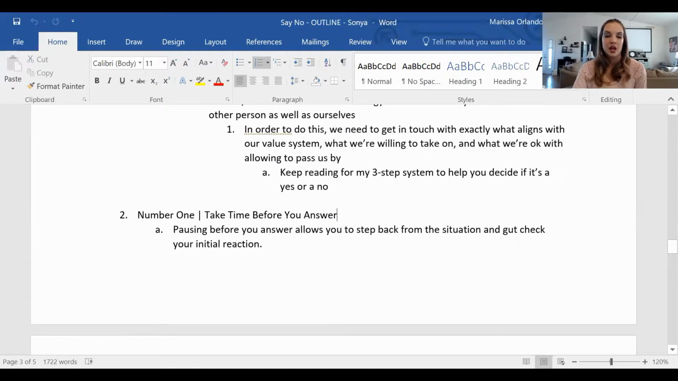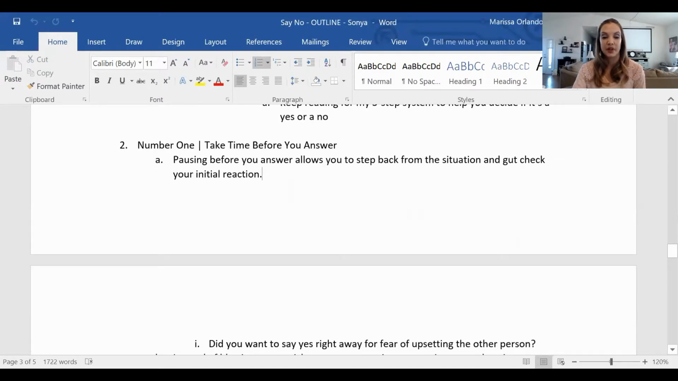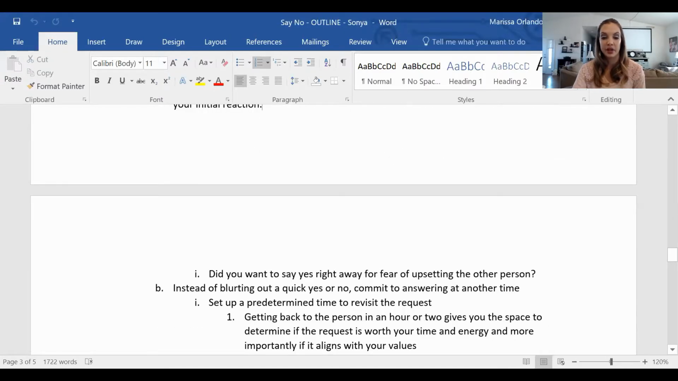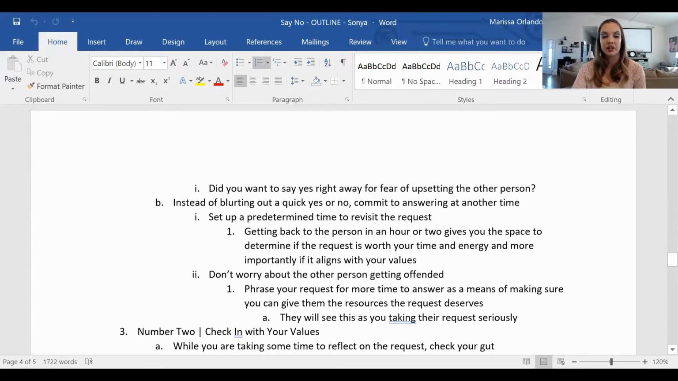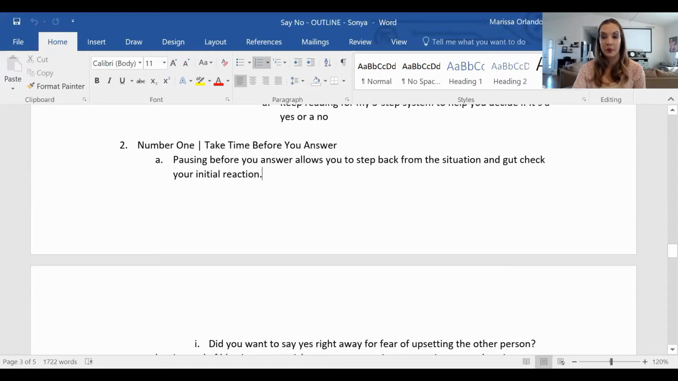Okay? And here she just goes right into them. So number 1, take time before you answer. And then she gives tips about this. Pause instead of blurting out a quick yes or no. Don't worry if the other person gets offended. Phrase your request for more time, blah, blah, blah. So giving a little bit more tips about step number 1.